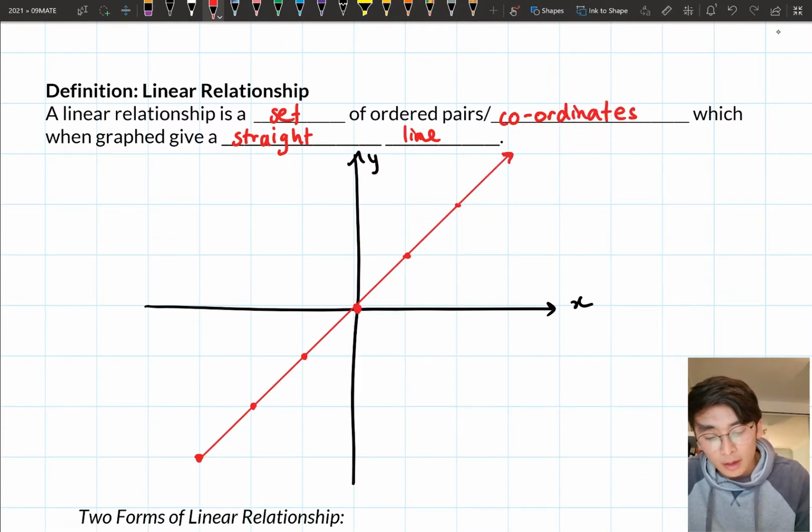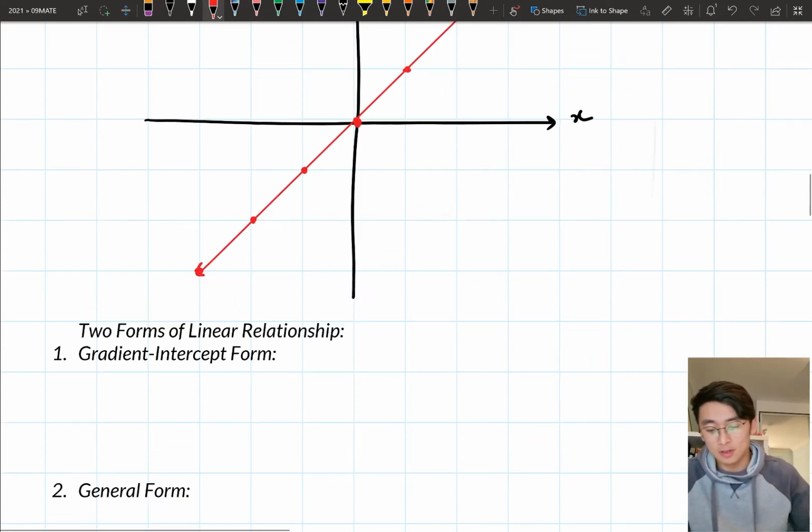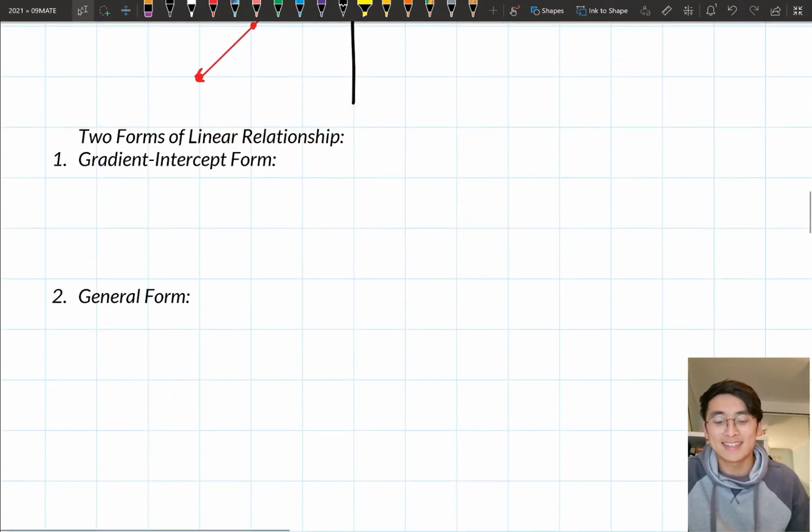If there is a rule that allows me to plot a few points on a Cartesian plane and forms a straight line like this, that is called a linear relationship. So a linear relationship is a rule or pattern which gives us a set of ordered pairs or coordinates, which when graphed gives us a straight line. And there's two ways that linear relationships happen. The first way has a special name called the gradient intercept form.